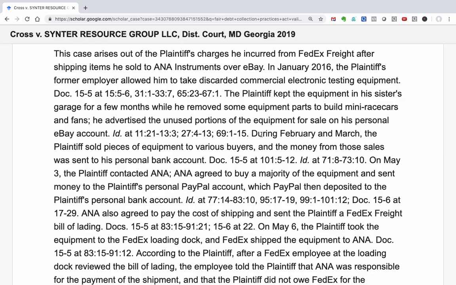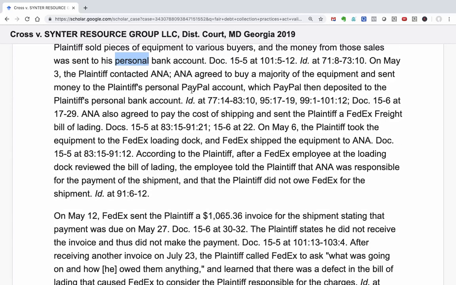And so then he puts that equipment in his sister's garage and he builds mini race cars, he builds fans, and whatever he doesn't use, he sells on eBay. And it'll point out it's his personal eBay account. And then the money from those sales goes to his personal bank account. So then he contacts a business and they say, hey, look, we'll buy the majority of your equipment. And again, the money goes to plaintiff's personal bank account, or PayPal account, which then goes in a personal bank account. And the buyer says, look, we'll pay the cost of shipping.